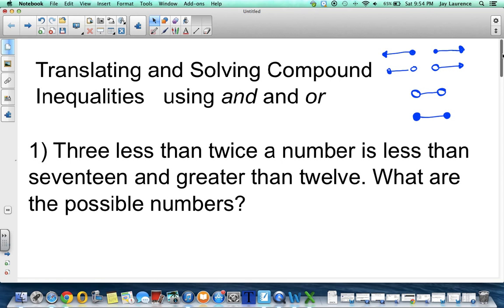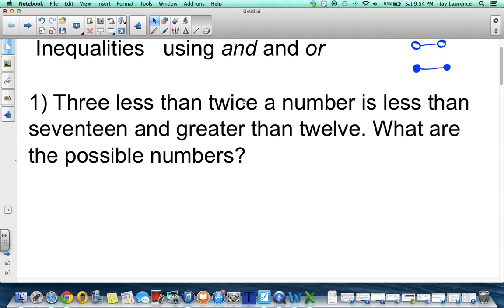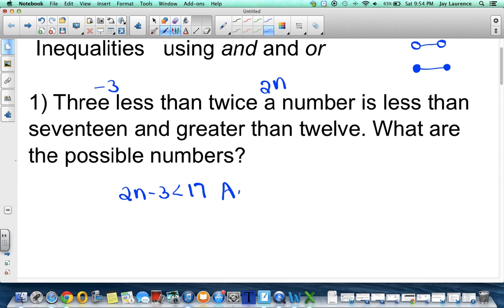All right. Number one says 3 less than twice the number. Well, let's just stop right there. We know 3 less is minus 3, right? Twice the number. If the number is n, twice that number would be 2n. So we need 3 less than 2n. So I'm going to do 2n and 3 less than that is less than 17. Well, that's pretty easy. Okay, and, ooh, very important, and greater than 12.